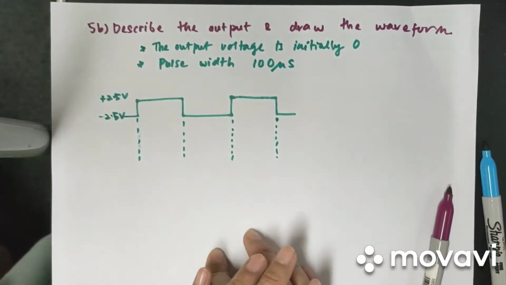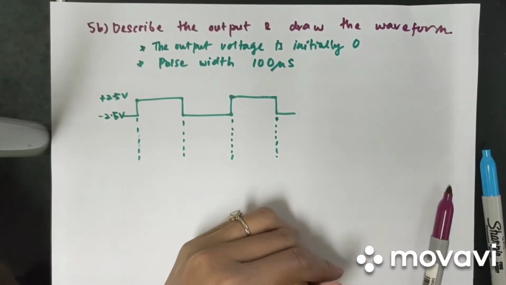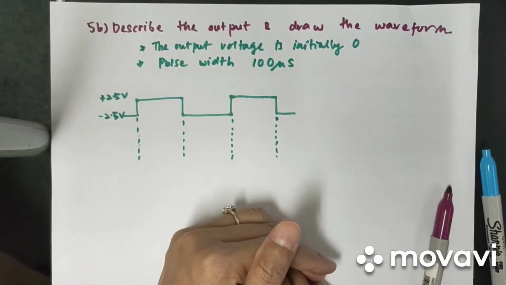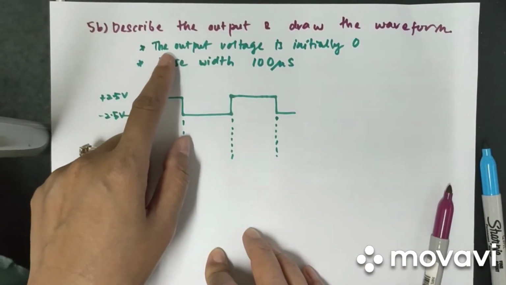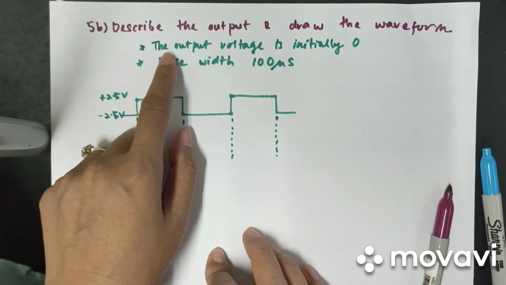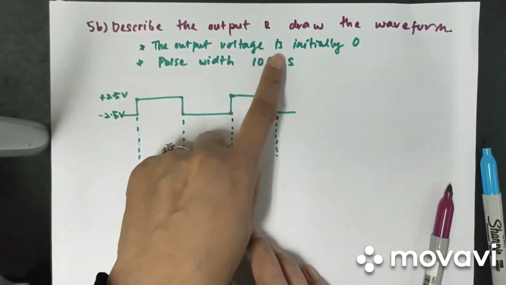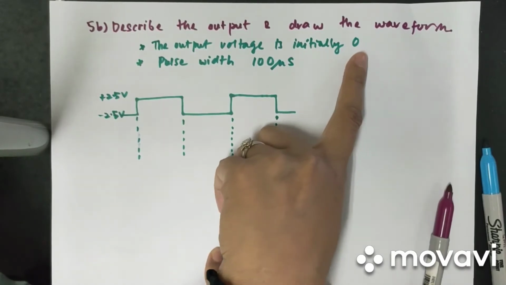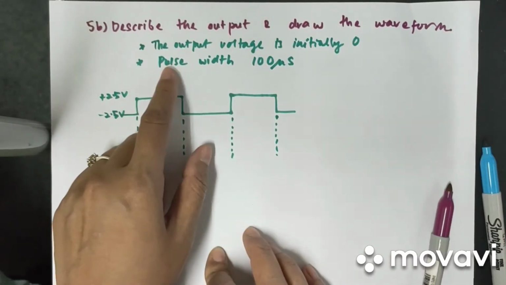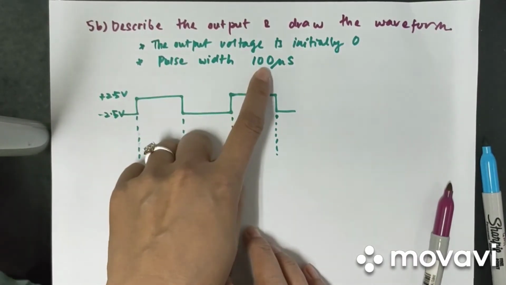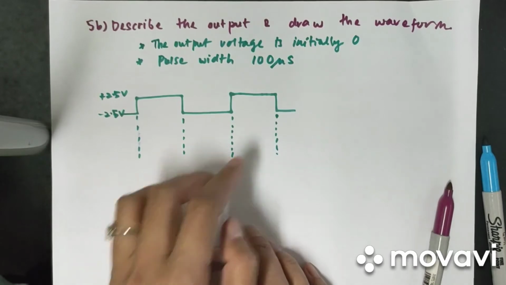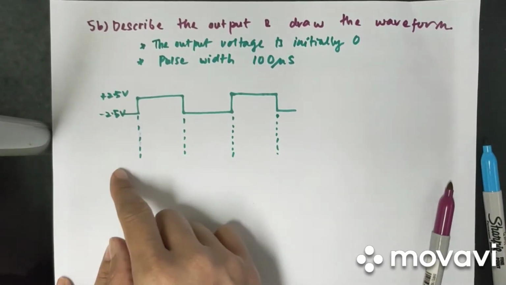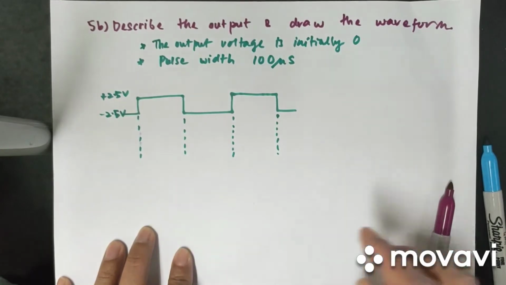Okay, this is 5B. The question is asking you to describe the output and draw the waveform. Go back to the question. The information given is that the output voltage is initially 0, and the second one is that the pulse width is 100 microsecond. These two are important information for you to answer this question.